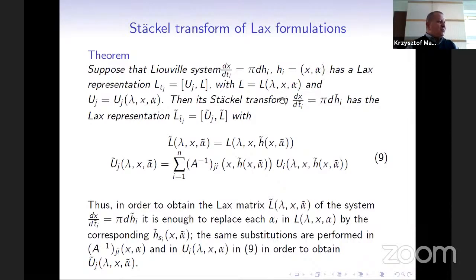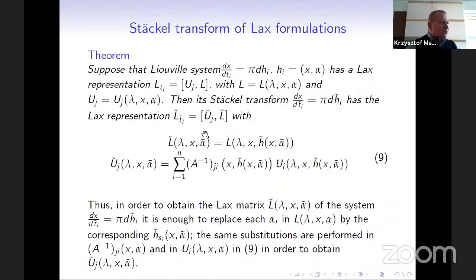And suppose that we perform a Stäckel transform as described before, we get a new Liouville integrable system. And suppose that the old Liouville system, the non-tilde system, had some Lax formulation. Then it turns out that the Stäckel transform of this Liouville system, the tilde system, with tilde times and tilde Hamiltonians here, has its own Lax representation that is related in a very elegant way with the Lax formulation of the old system.